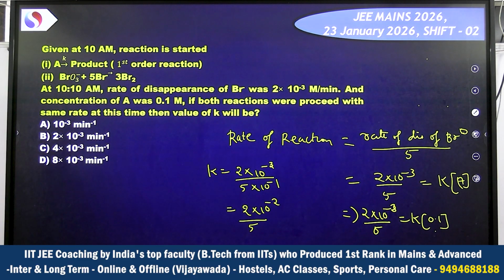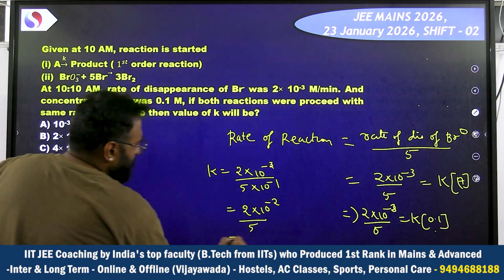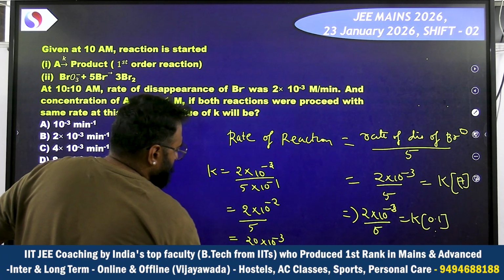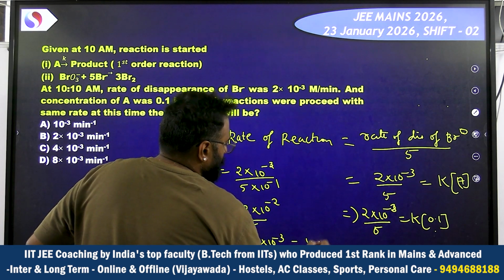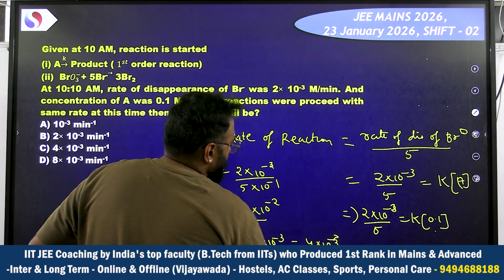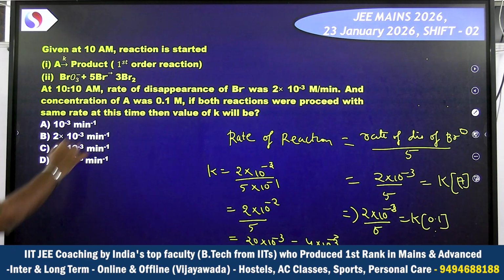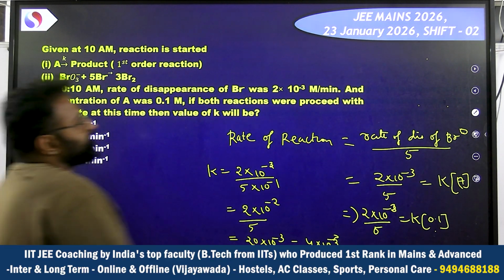So what will be the answer of this? 4. I can write it like this: 20 into 10 to the power minus 3 divided by 5. So it is 4 into 10 to the power minus 3. This will be option number C, 4 into 10 to the power minus 3. Okay, let's go for the next question.